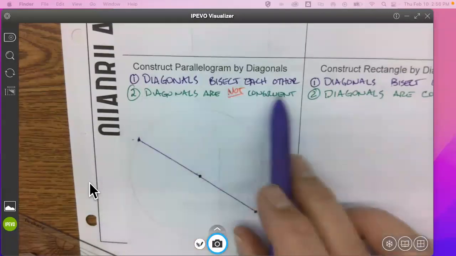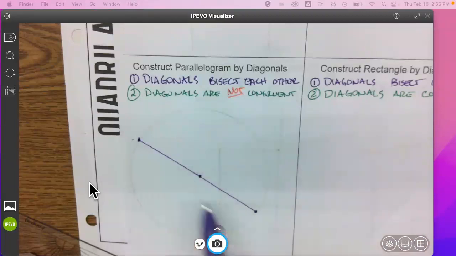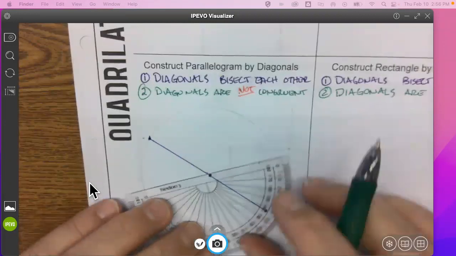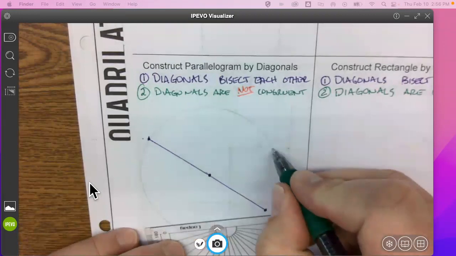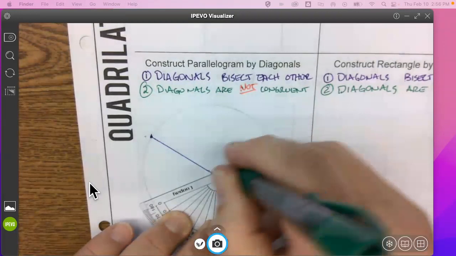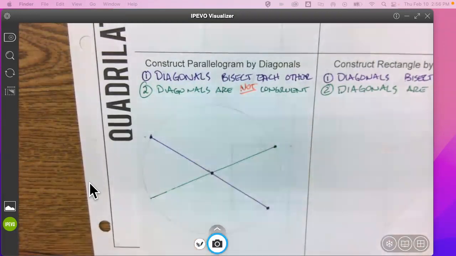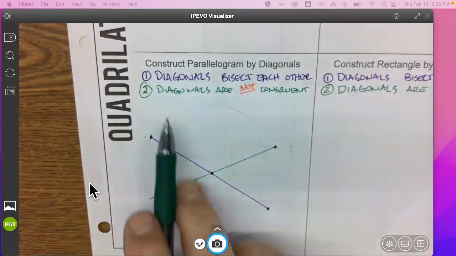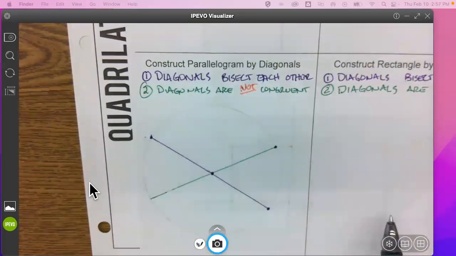So that's what we wanted. Diagonals bisect each other. We've now got a bisector of this diagonal. Could we do it again in a different direction? Like, let's say we go there and connect from that point through the center. Is that also bisected? So do I have two bisected diagonals? But wait, I'm supposed to have diagonals that are not congruent. These are congruent, aren't they?